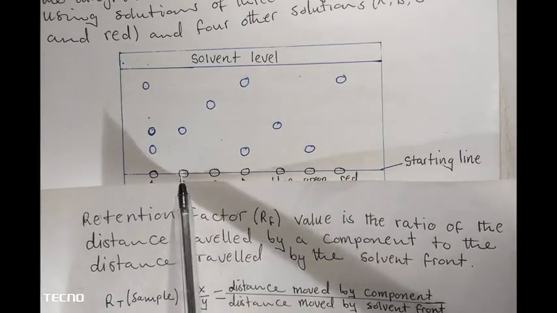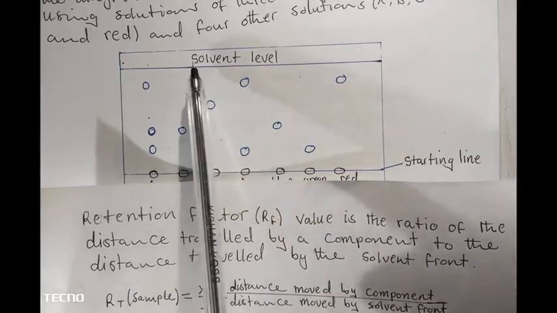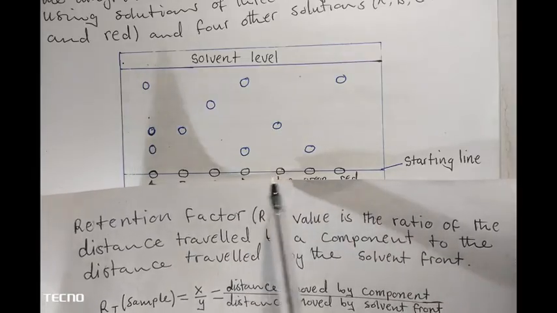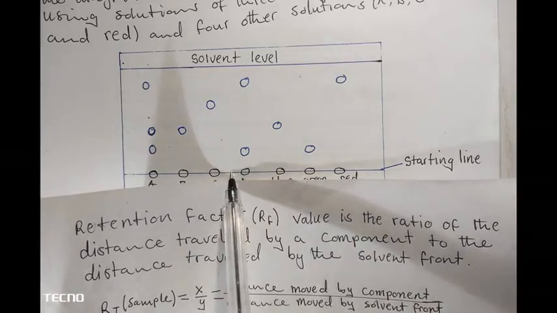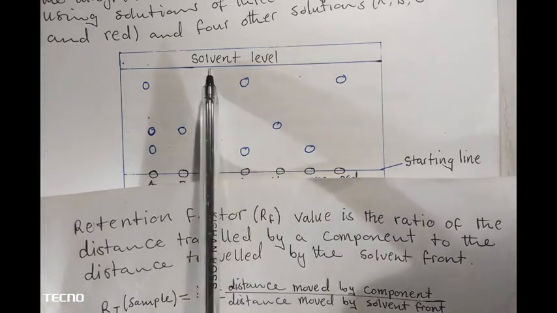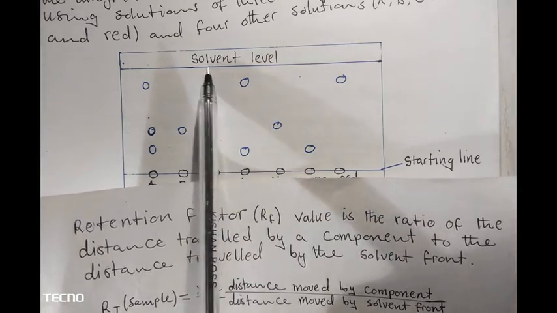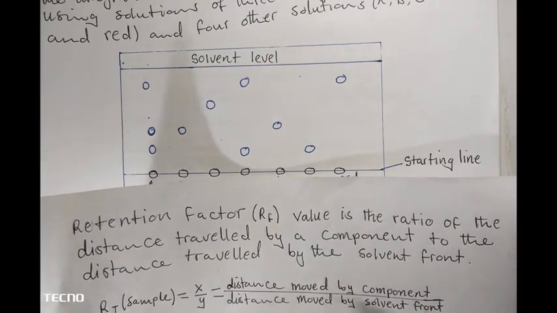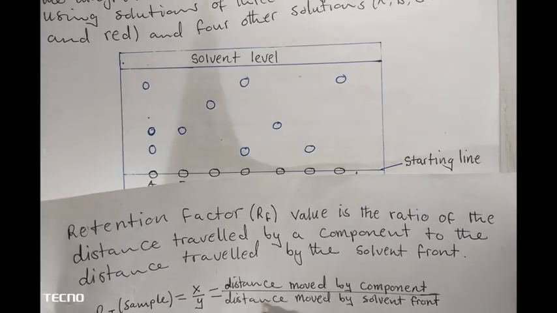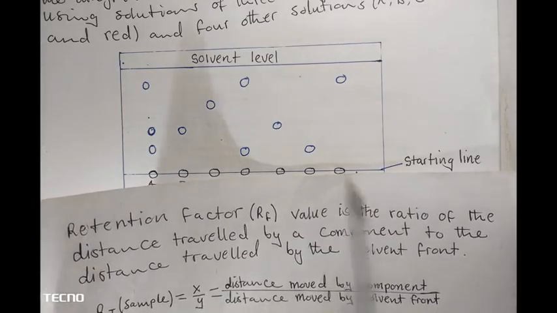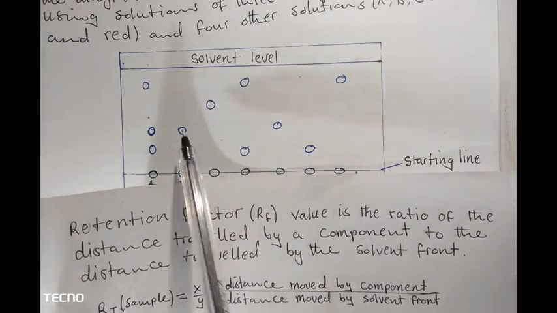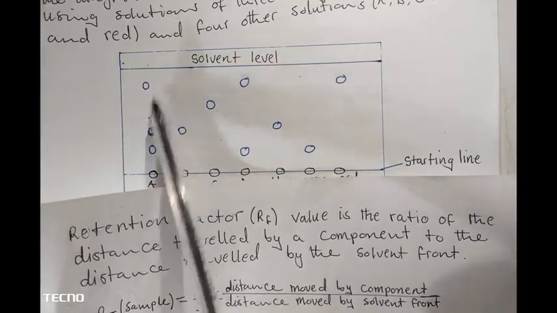Then the solvent front is the distance from the liquid up to this line, which is the finishing line. So we use this formula: the distance moved by the solvent front. This is the solvent front here, and these are the samples.